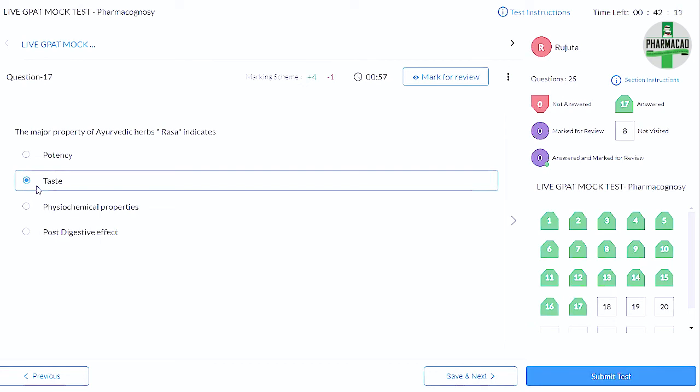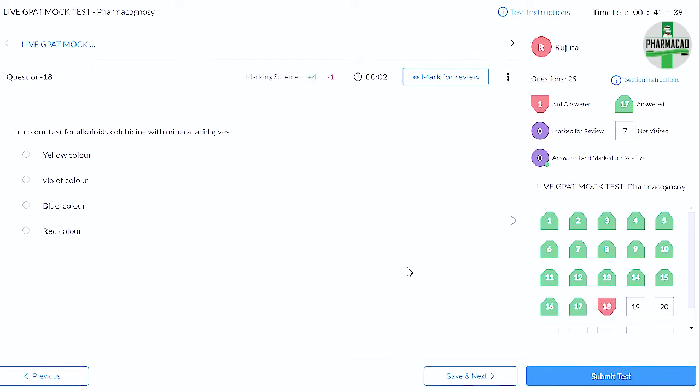Okay, there are 6 different types of taste, like bitter, sour, salty. And that taste will generate the subsequent therapeutic property. Like bitter will give you a stomachic property. So taste is the answer for this question. I want you all to know the basic 2 or 3 lines about each Ayurvedic formulation, write it down and take it today.